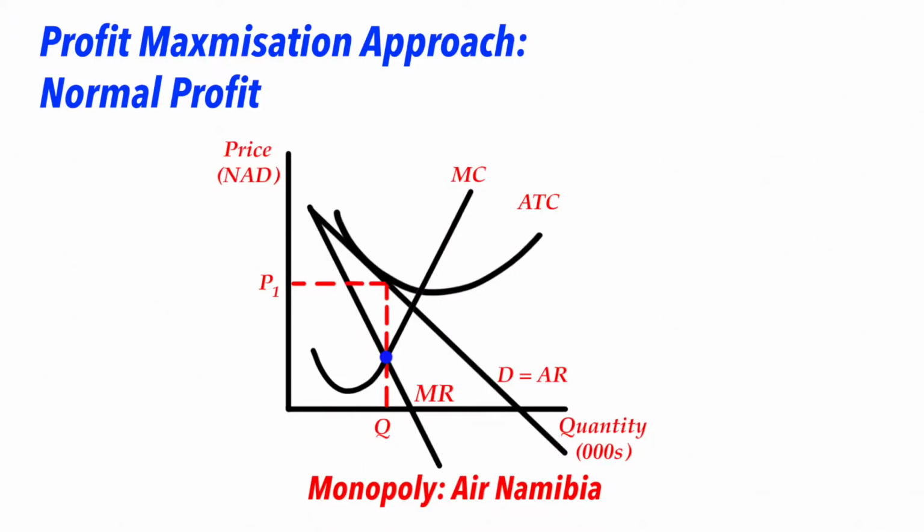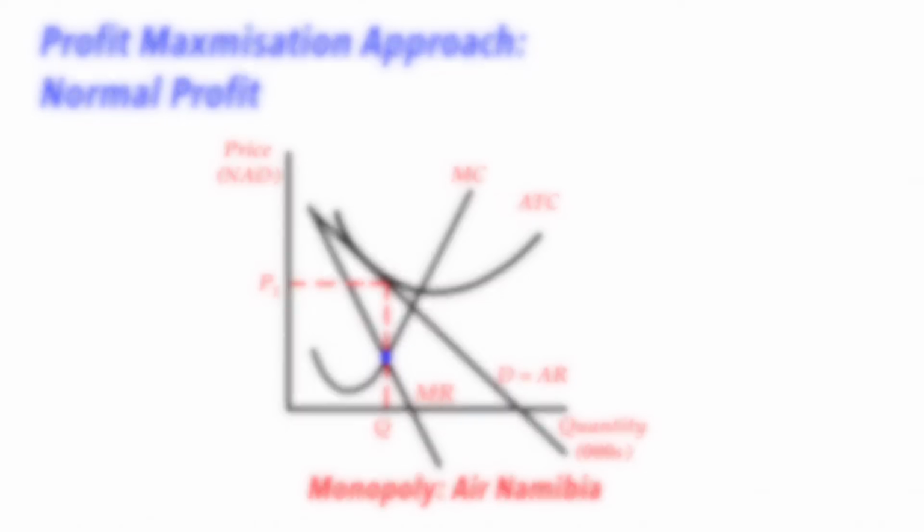For a monopolistic firm operating at normal profit, its average total cost curve will be a tangent to the demand curve. Again, using the profit maximizing approach, MC equals MR, it can be seen that the firm will sell at a price P1 and at the quantity Q. But because average total cost is equal to the price at which the firm is selling, the total revenue is equal to total cost. As a result, this firm will earn 0 profit, because total revenue minus total cost gives 0, since both are equal to each other.